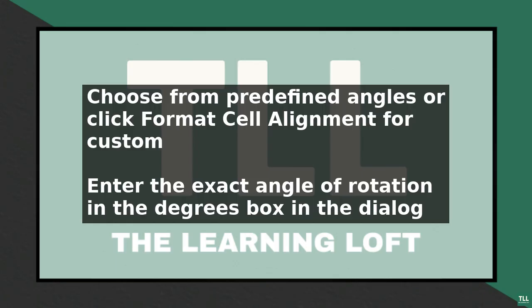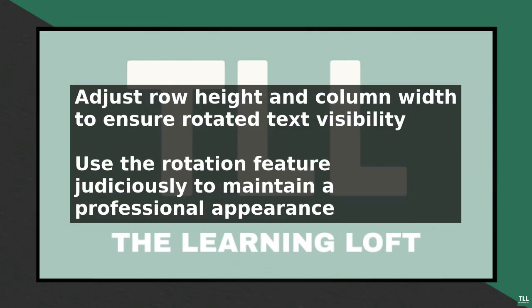You can enter a value between 0 and 359 degrees. Positive values rotate the text counterclockwise, while negative values rotate it clockwise. After entering the angle of rotation, click OK to apply the changes. Your text will now be rotated to the specified angle. You can adjust the rotation angle as needed by repeating the process.